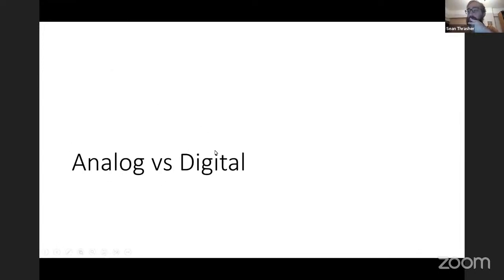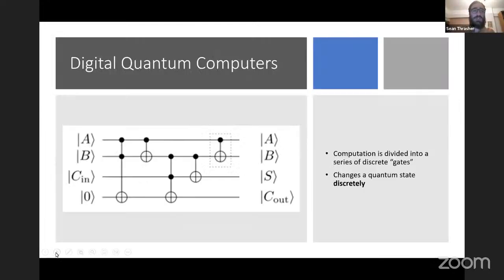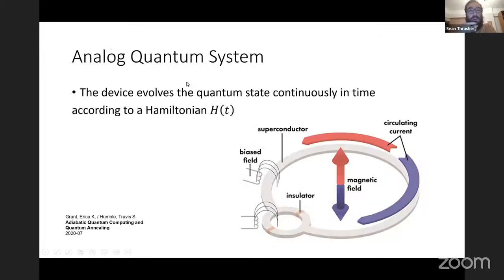Now I want to talk about what analog quantum computers are. For a digital quantum computer, the idea is that you divide your computation up into a series of discrete steps, and you can represent these as gates. It takes a quantum state and changes it discretely in time. This is the model that we often see and work with. Whereas an analog quantum system evolves a quantum state continuously in time, according to some Hamiltonian.